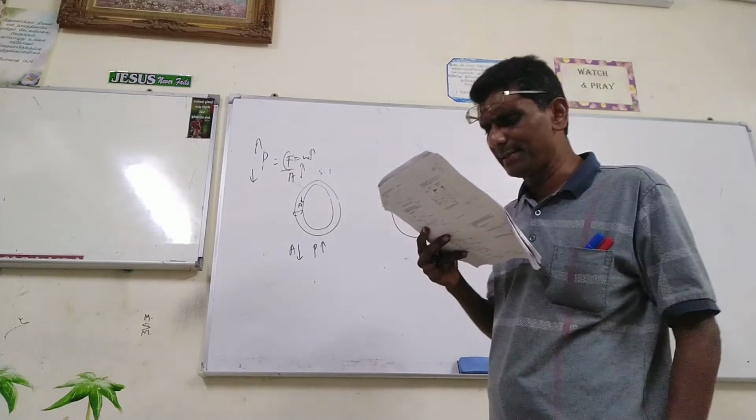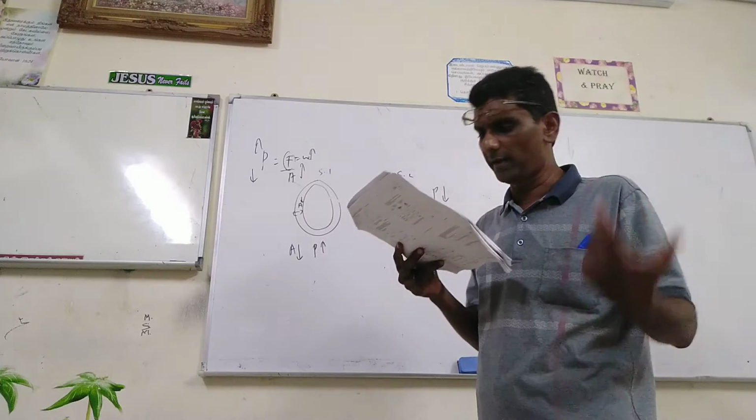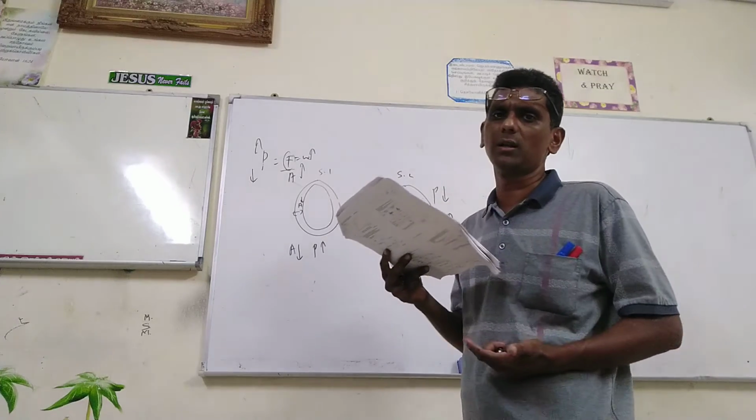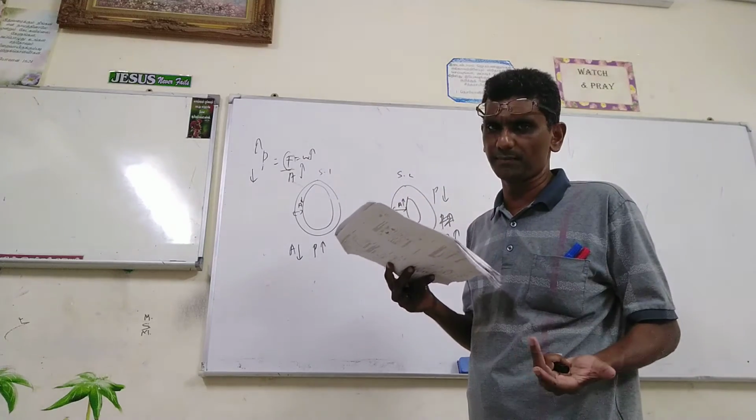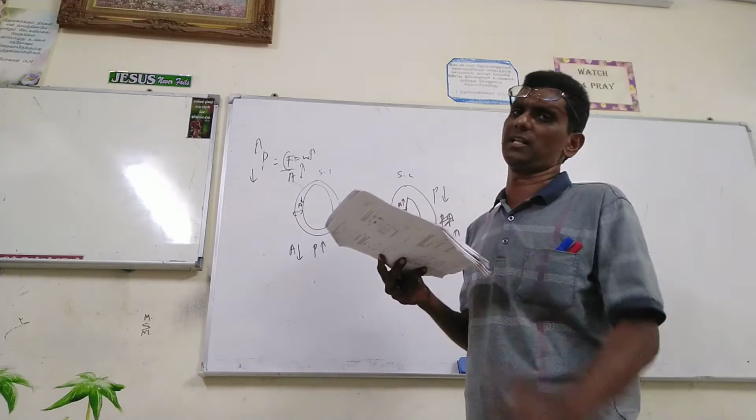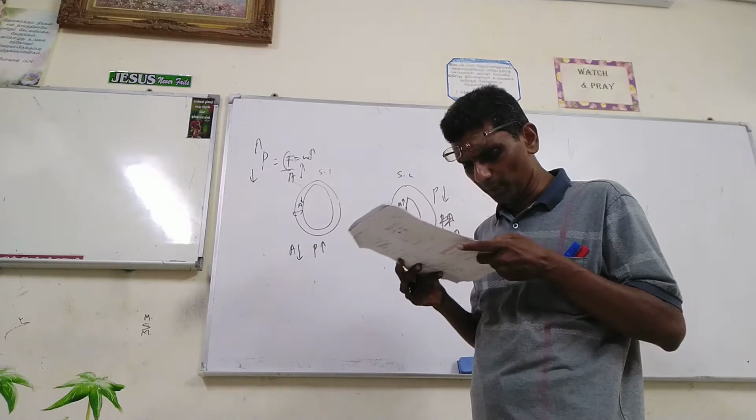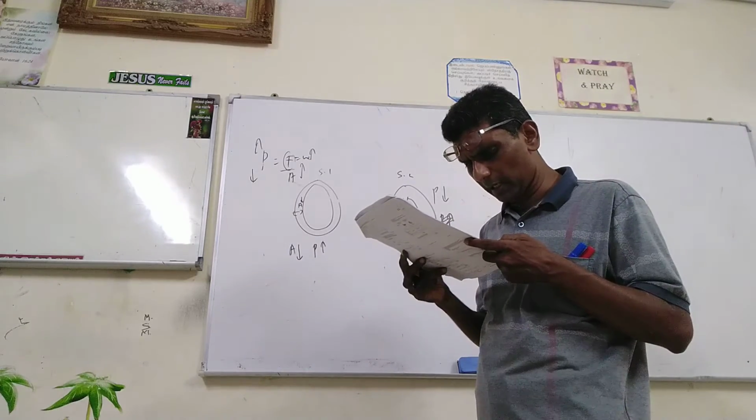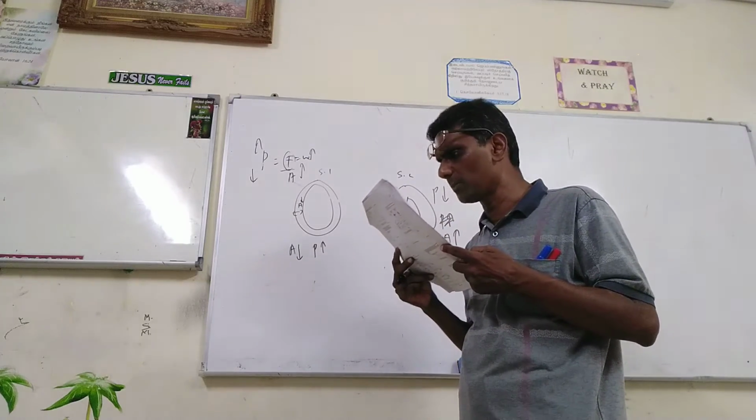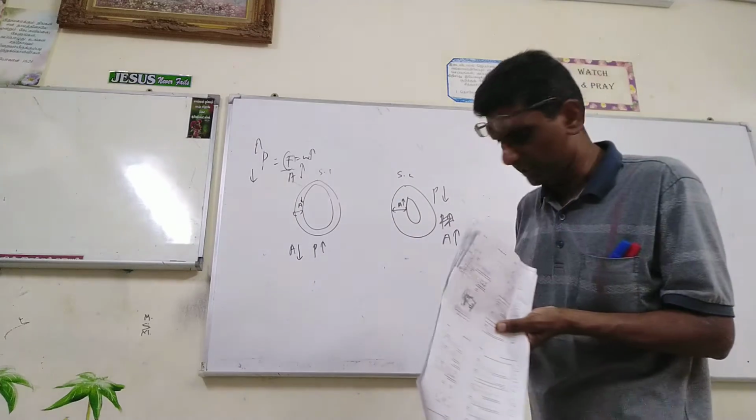Explain your answer. When the mass increases, the weight of the wheelchair increases. When the weight increases, pressure increases. That's how you explain the answer. Okay, question number 6.